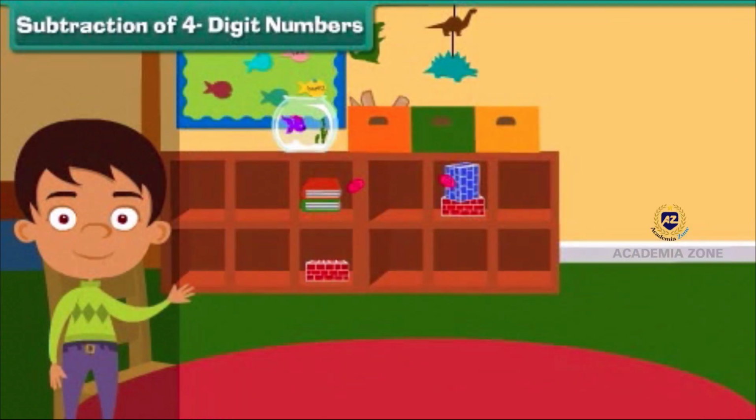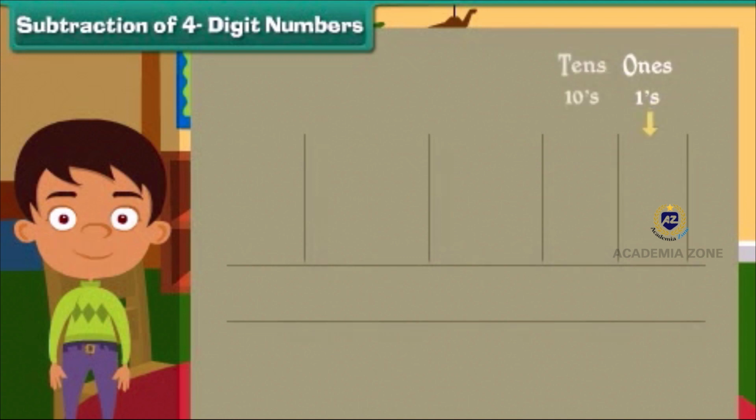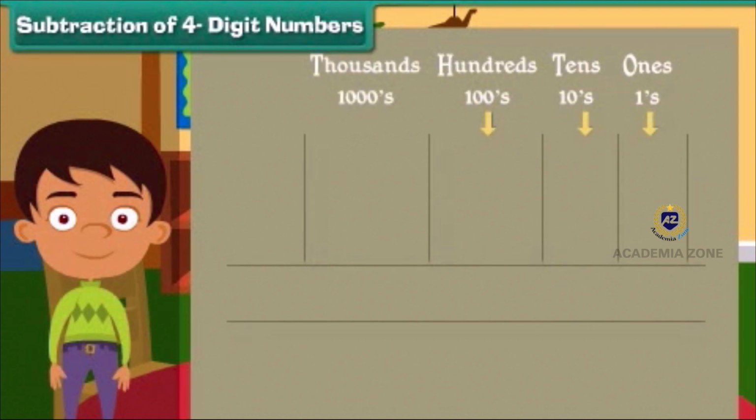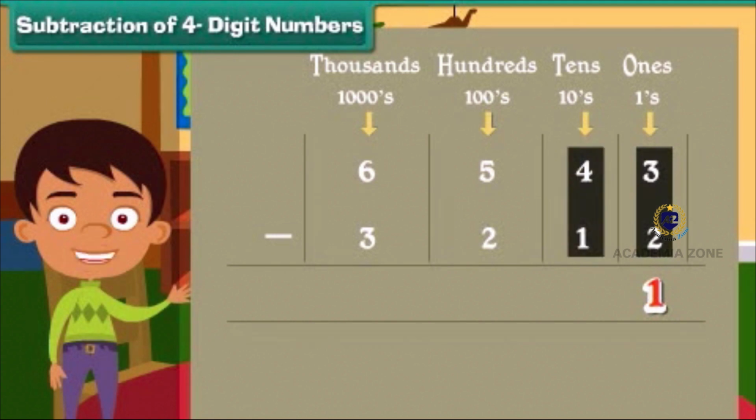Subtraction of 4-digit numbers. Friends, Ben has now moved to solve subtraction. Let us subtract 3212 from 6543. Write the numbers in the respective columns. We start subtraction from ones column. 3 minus 2 is equal to 1. Subtract tens. 4 minus 1 is equal to 3.